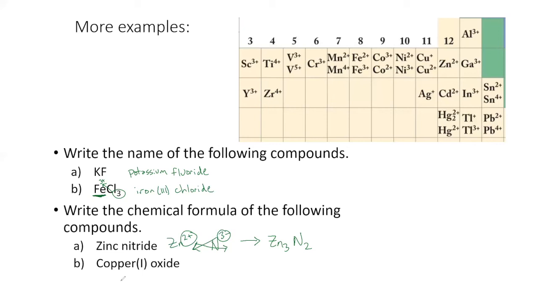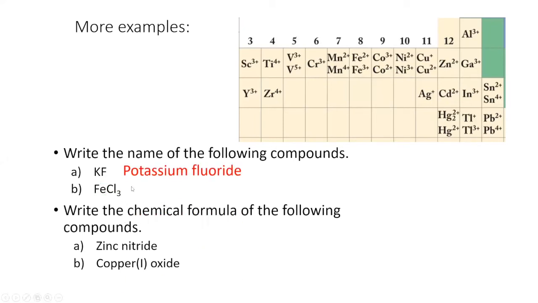And then copper 1 oxide. Well, copper 1 is just the Cu with a plus. And then oxide, because of its position on the periodic table, I know that's a 2-. So using the crossover technique, that 2 becomes a subscript on the copper. So its formula would be Cu subscript 2 with an O. Potassium fluoride, iron 3 chloride, Zn sub 3 N2, and Cu sub 2 O.